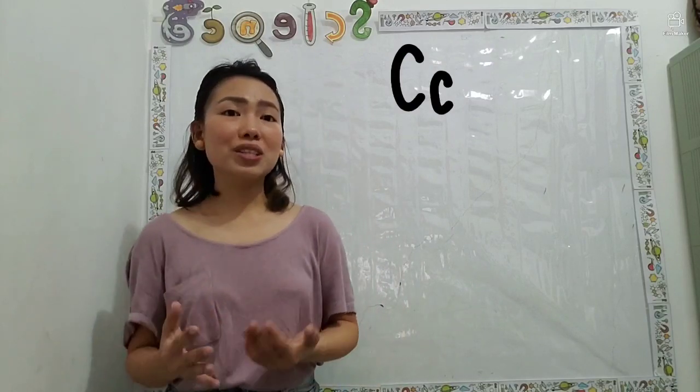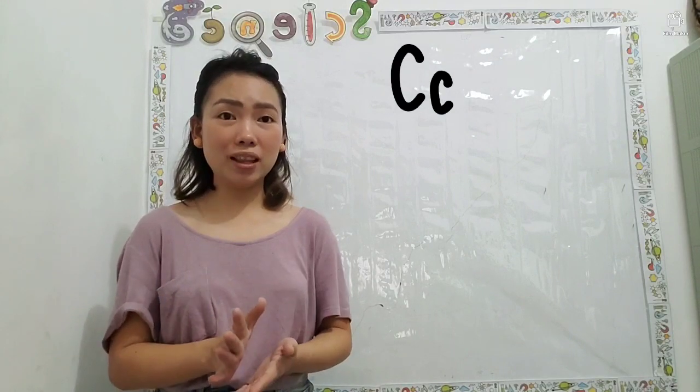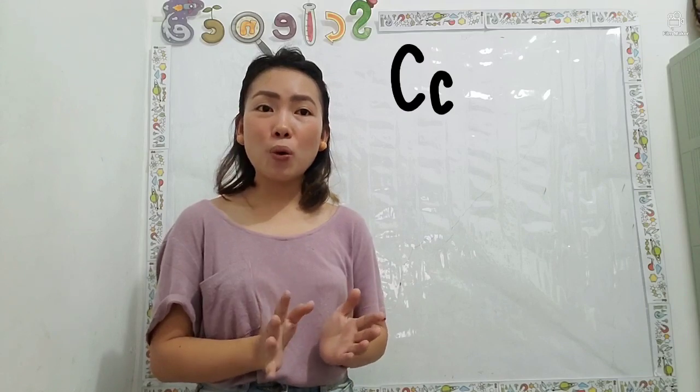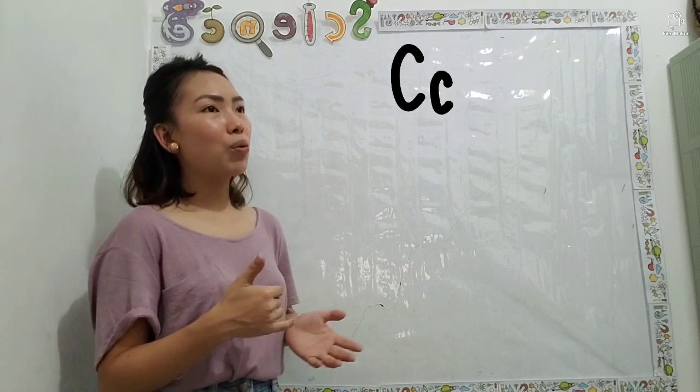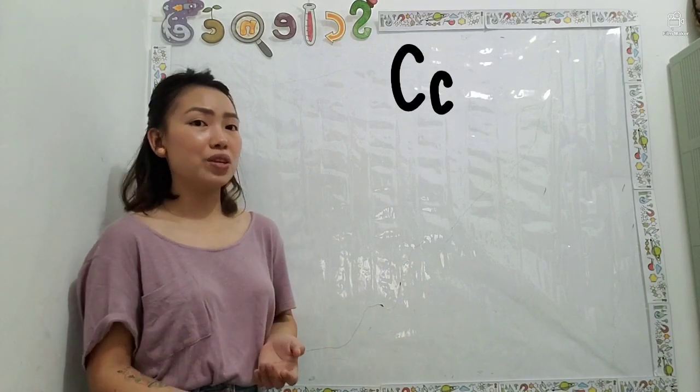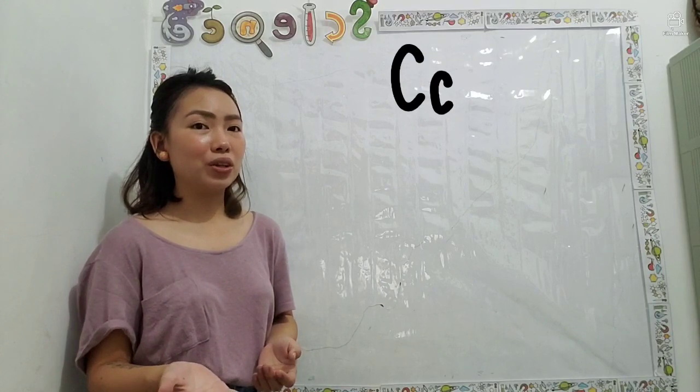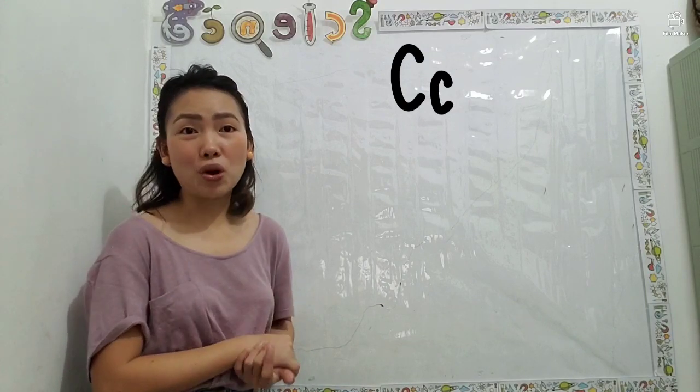So, lagyan natin ngayon ng kaunting twist. Ayan. What if a heterozygous, meaning to say ay isang malaki, isang maliit na letra, a heterozygous female is married to a homozygous recessive. Okay. So, since our female is a heterozygous, so we have one capital letter and one small letter.